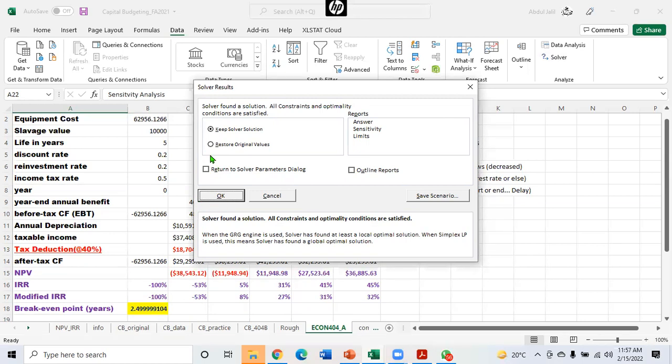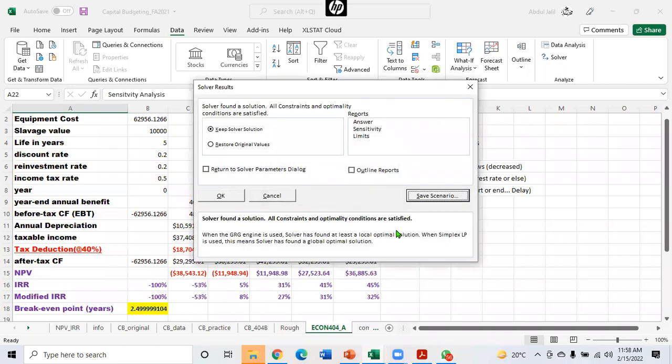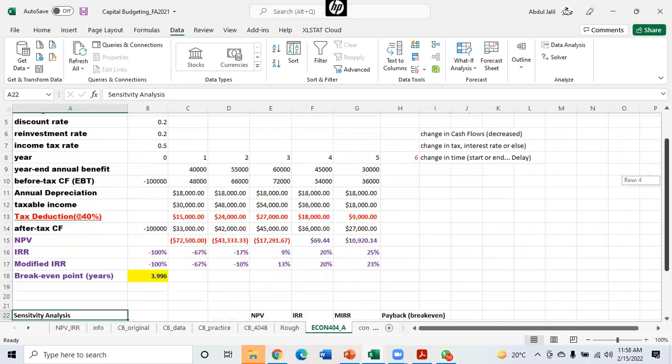62,956, right? So you can save this scenario, and then you can name this scenario, just like scenario one, and you can write down what scenario one is separately, so you know what kind of changes you are talking about. So in this way you can save this, and then you come back and restore your original value, because you should know where you are.